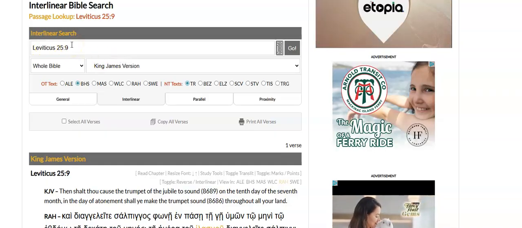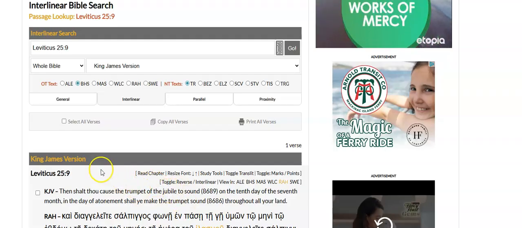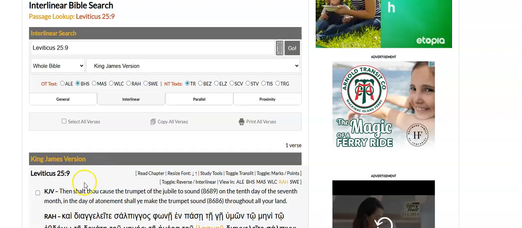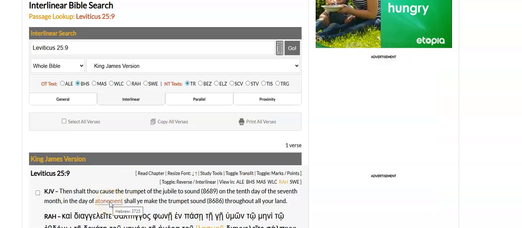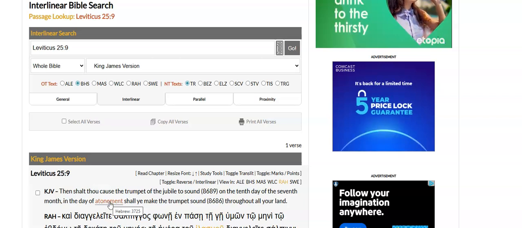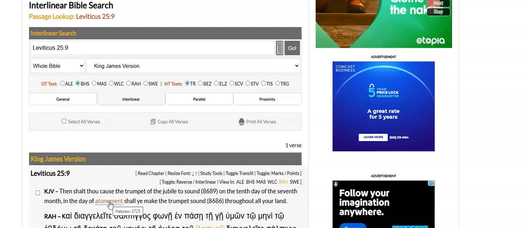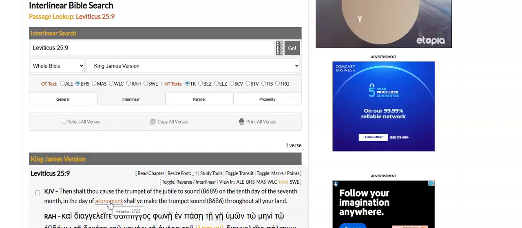Leviticus 25:9. Again, this is a verse that a lot of people try to link to Jubilee years. Just did a video about that. Not going to go over old stuff. But what I wanted to do this time was isolate the word atonement and see if all of these 70 references kind of lead back to the same place in the New Testament. Because I wanted to understand where conceptually.